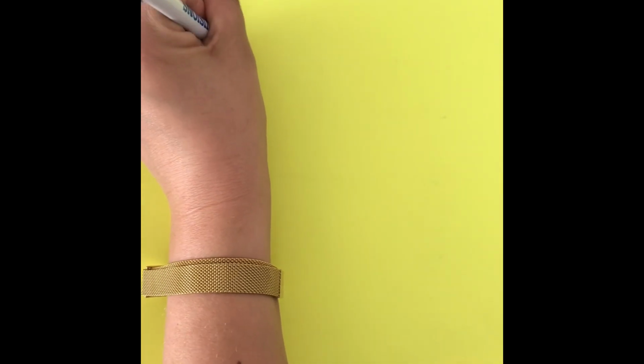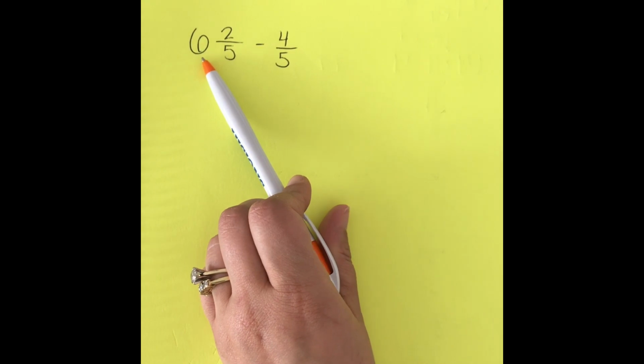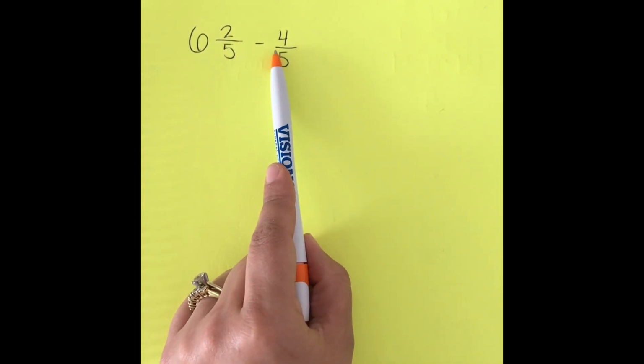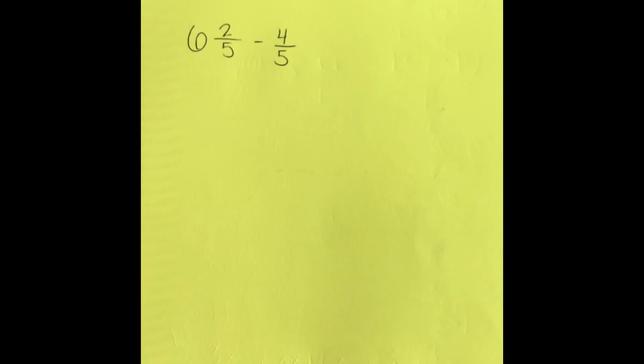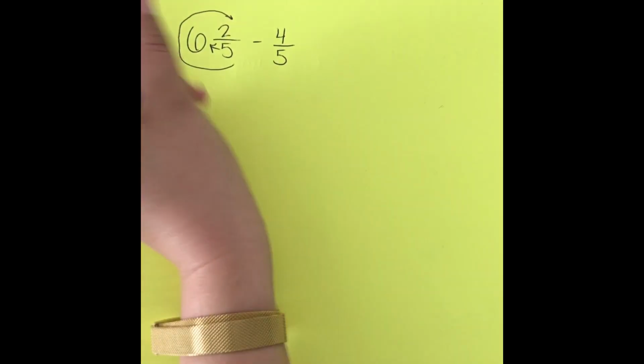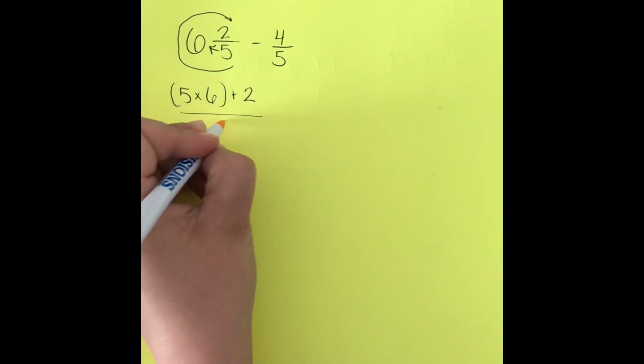I want to show you how you would see this in a problem, or when you would use it. So for example, say I was solving the equation 6 2/5 minus 4/5. What I've taught you previously is that you could go ahead and borrow from your whole number. Another strategy you could do is you can simply convert this to an improper fraction and then subtract, and then you may need to convert it back to a mixed number. So what I would do is I would convert this. So 5 times 6 plus 2 all over 5.